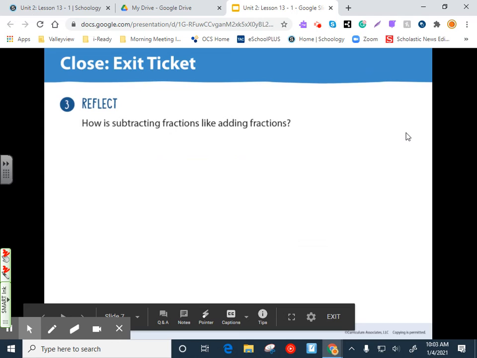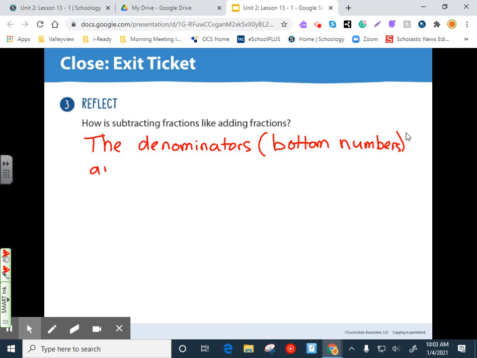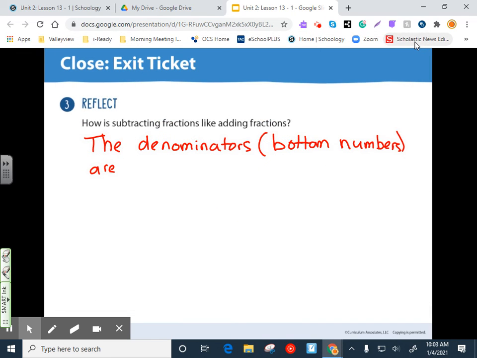And lastly, how is subtracting fractions like adding fractions? Let's keep it real simple. The denominators, and just again, a reminder, I say this so much you're probably sick of me saying it, the bottom numbers have to be the same. There we go.